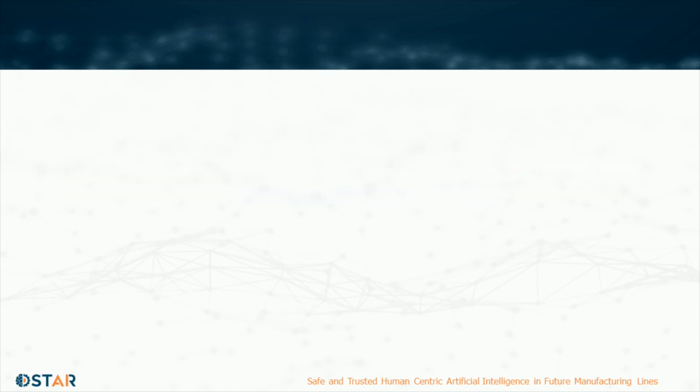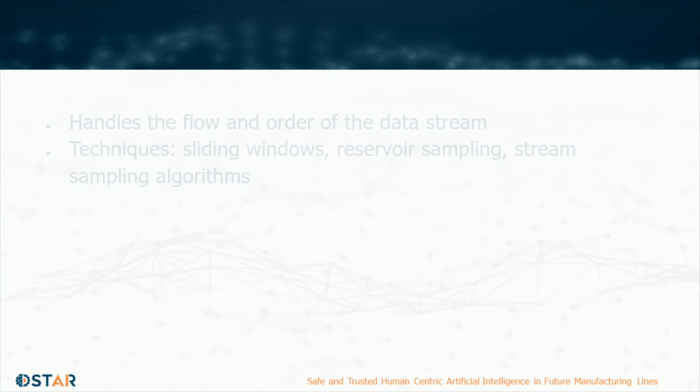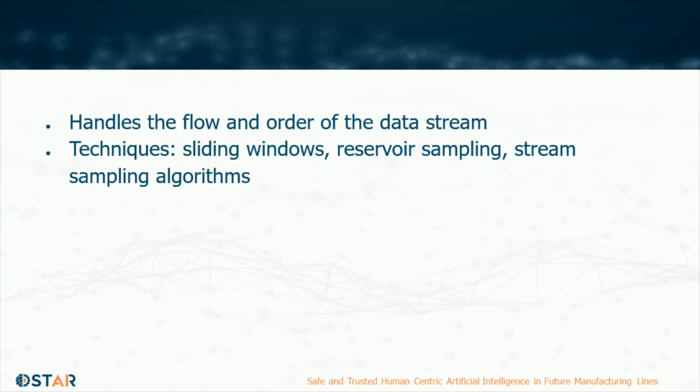Now that we understand the basic idea behind incremental active learning, let's delve into the key components and steps involved in this process. 1. Data stream management. The first step in incremental active learning is managing the incoming data stream. This involves handling the stream's flow, preserving its order, and ensuring that the learning algorithm can process it effectively. Techniques such as sliding windows, reservoir sampling, or stream sampling algorithms can be used to handle the infinite nature of the data stream.